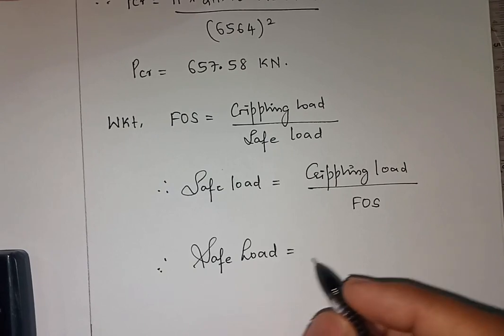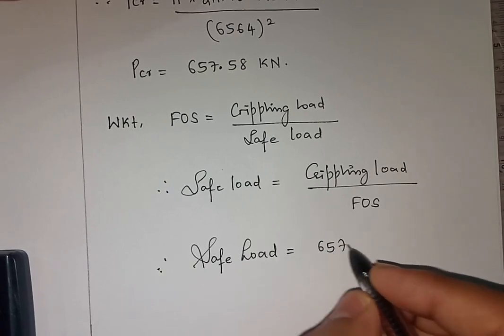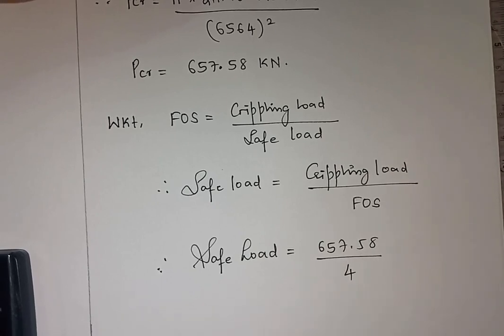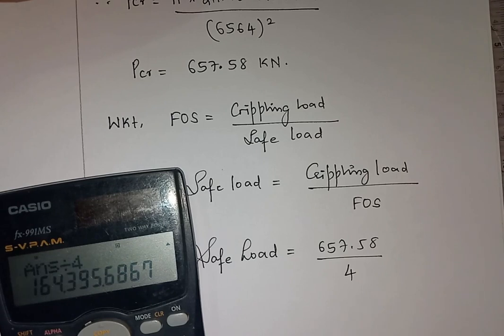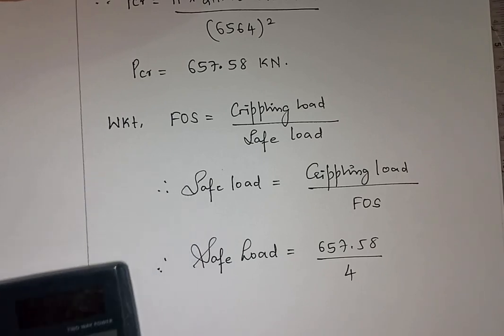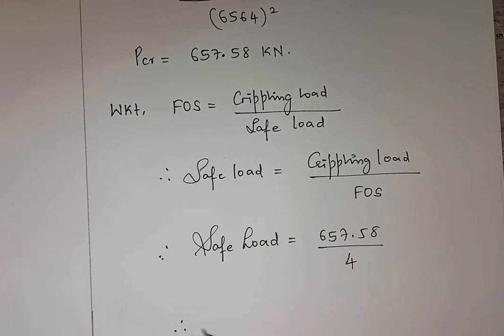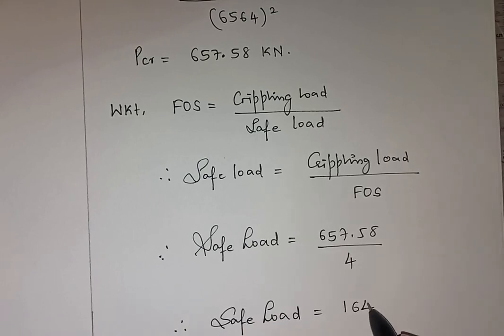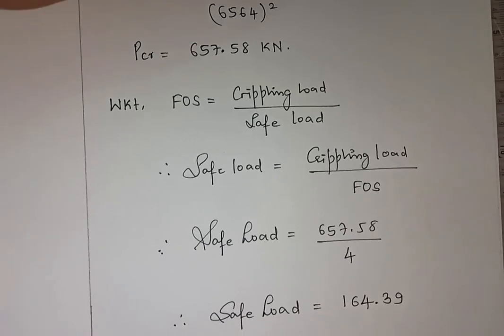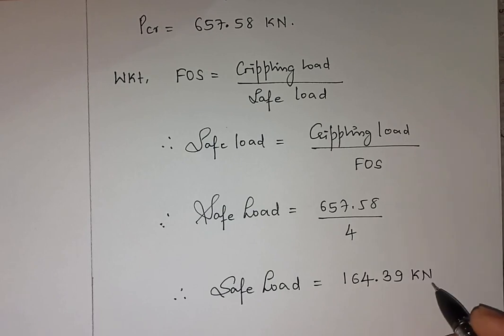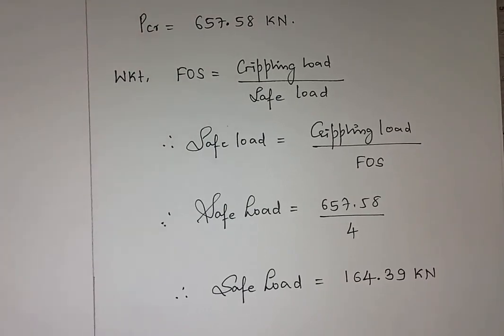So therefore safe load is equal to 657.58. FOS given in the problem is 4. So if you divide this by 4, I'm getting 164.39. So therefore safe load is equal to 164.39 kilonewton, right? So that's it. That's the end of the problem.